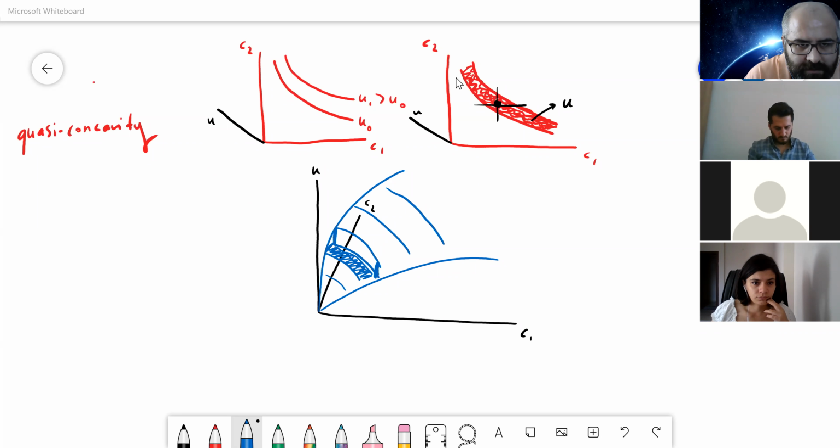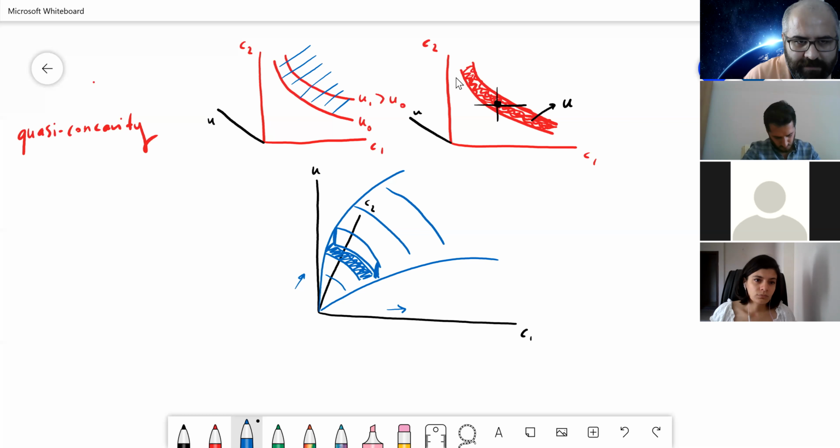Now, if you draw it, utility is like a surface, right? If you increase C1 and if you increase C2, utility increases in that direction. So this blue one is like a surface, okay? Now, in the regular preferences, convex preferences, convex in the sense that the upper contour set is convex, okay? So you have a very smooth edge here. It's a very smooth surface.